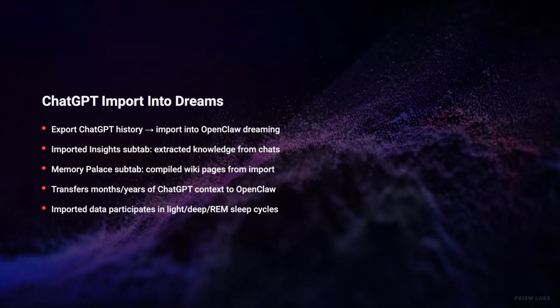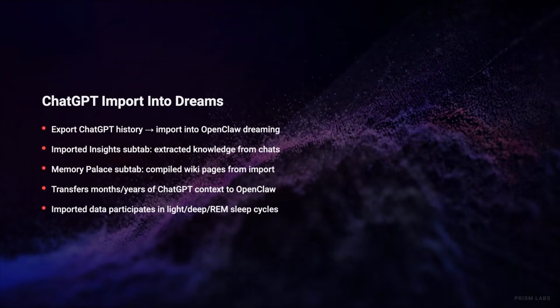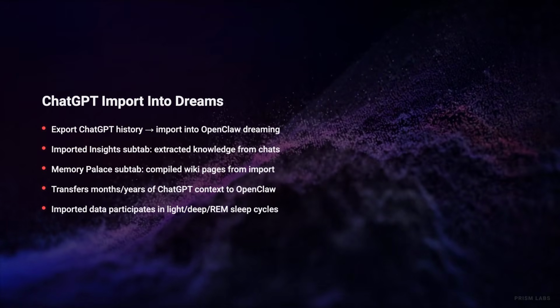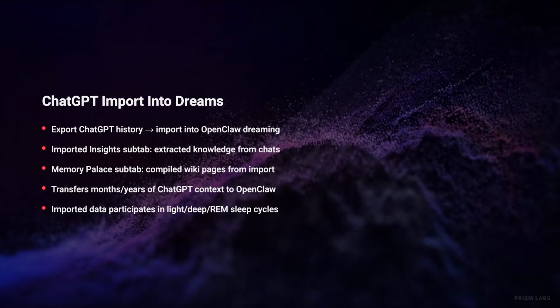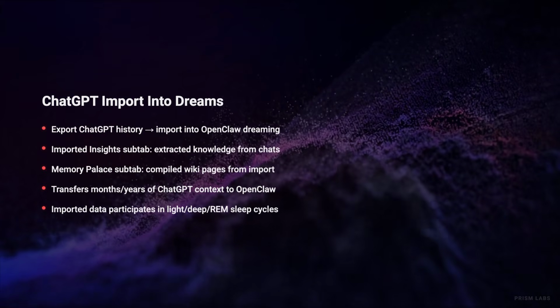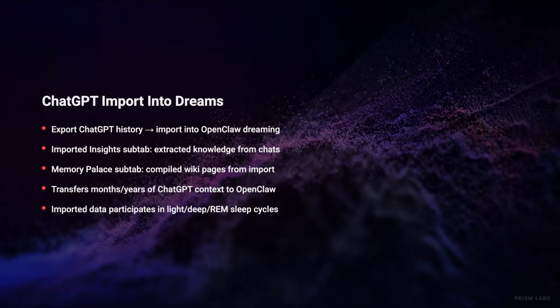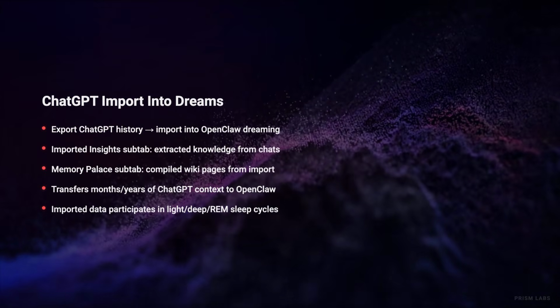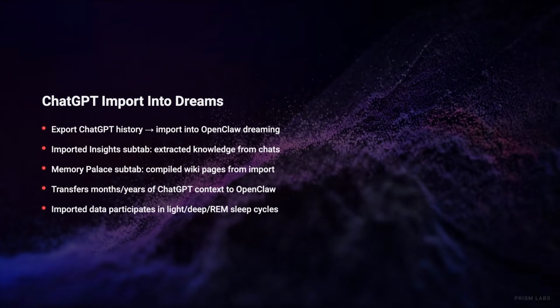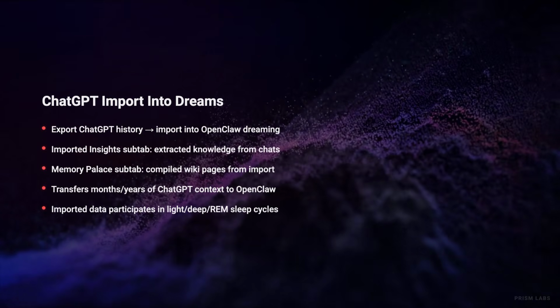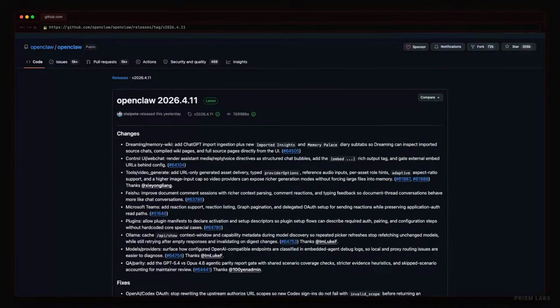Now that context transfers over, the import pipeline processes source chats, extracts entities and facts, compiles them into structured pages, and integrates them into the existing Dreaming system where they participate in the same light, deep, and REM sleep cycles as natively collected memories. Your ChatGPT history becomes part of OpenClaw's persistent memory, enriched and consolidated over time just like any other knowledge source. Let's look at the release.